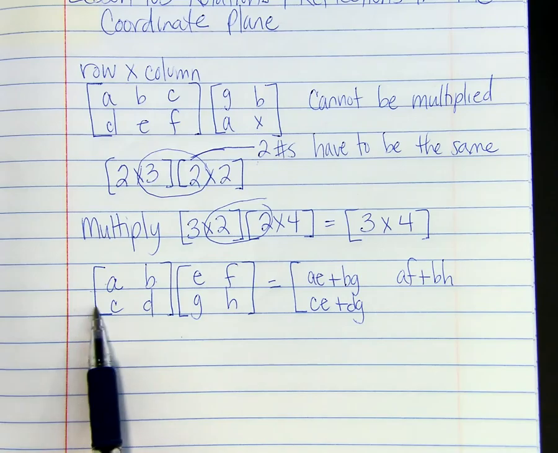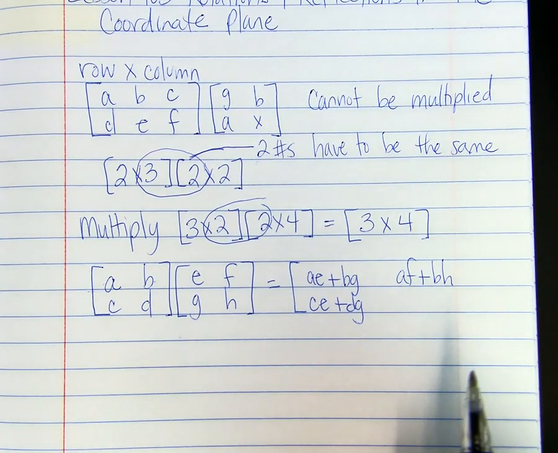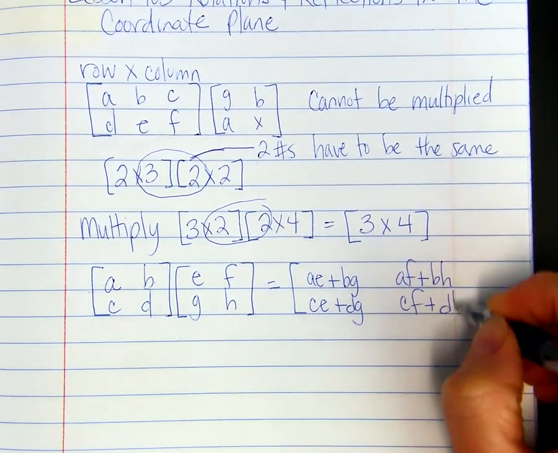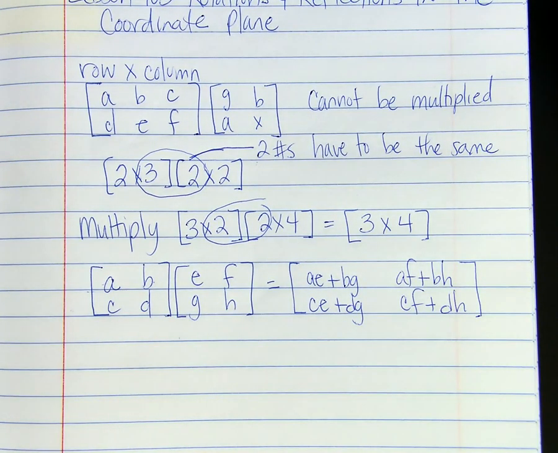Okay. So you do second row, second column: C times F plus D times H. Yep. Look at it, it's not that strange, because it makes sense: AE and BG, and CE and DG.